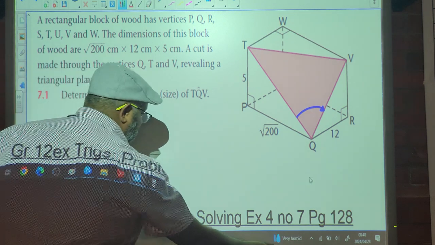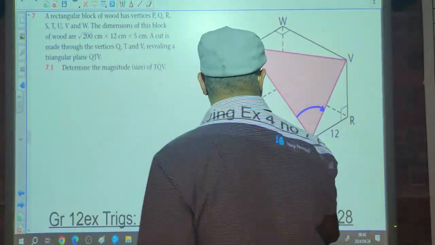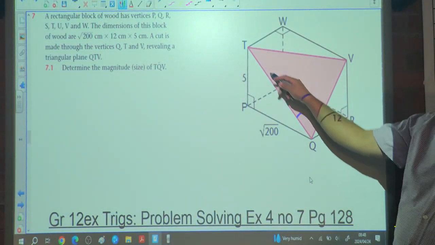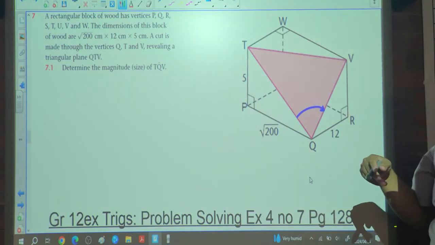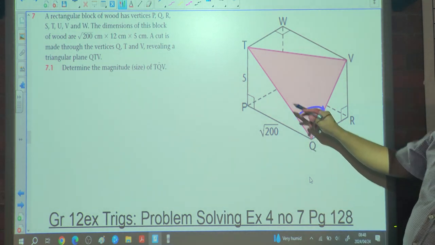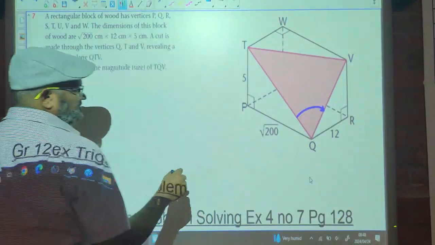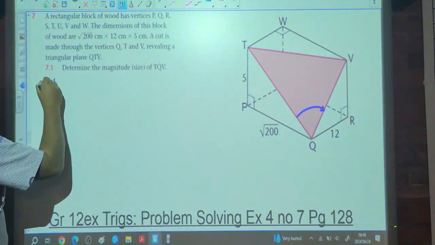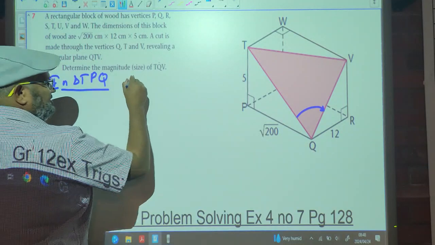There's a lot of calculations in this one. Okay, so looking at this, you get this angle here. We need to know the length of all three sides of this triangle. And then which rule are we going to use? Cos rule. Not so. So we need to calculate the length of TQ, QV and TV. You all have an idea of how this looks? Okay. So we start off. We say in triangle TPQ, we have a triangle looking like this.